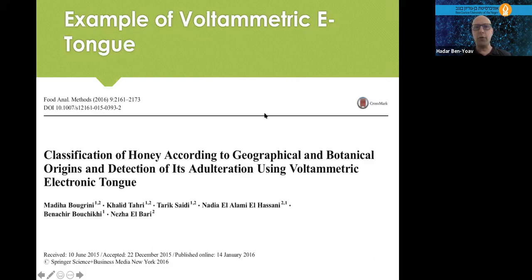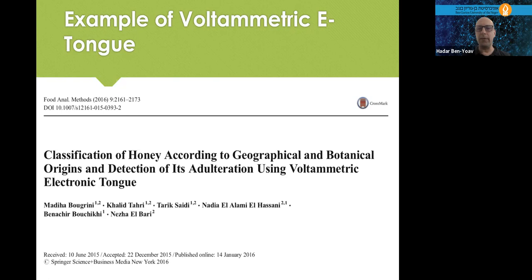The first example I want to show you, of a voltammetric electronic tongue, is from this group. In this paper, they had different types of honeys, sweet honey that comes from bees, and they wanted to build a model that can classify or tell you where this honey came from.